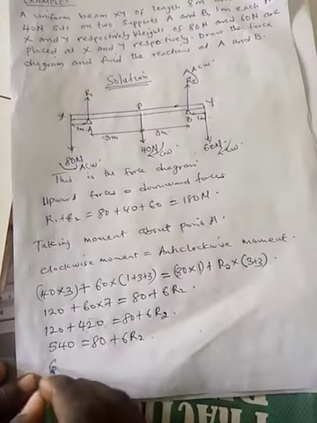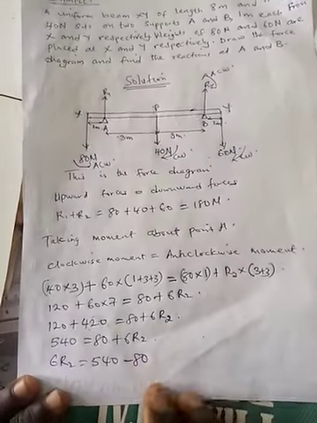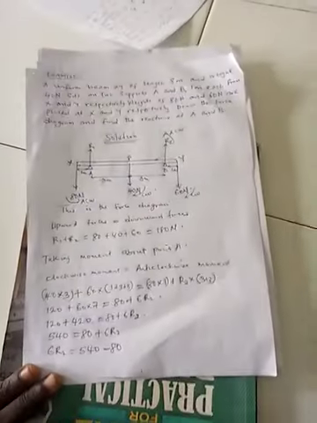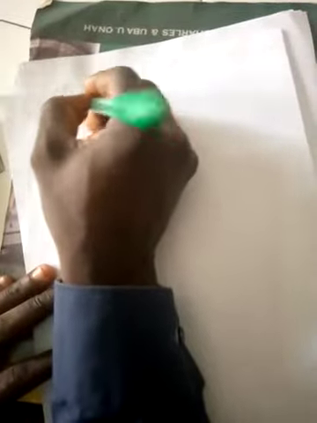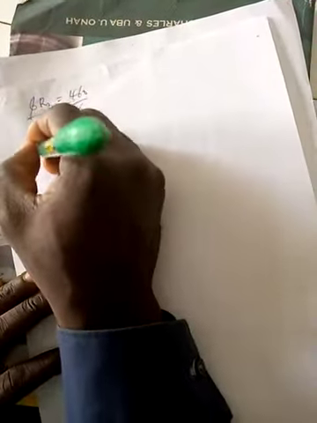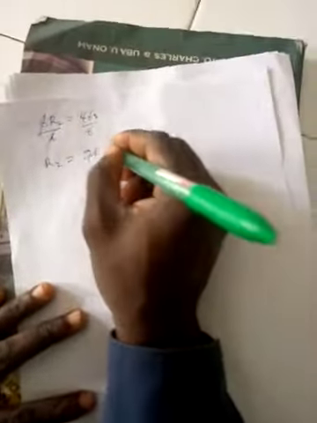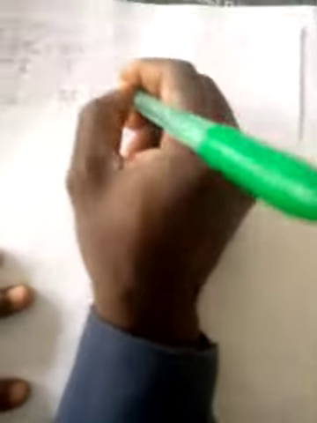So I'm going to have 6R2 equals 540 minus 18. 540 minus 18 is equal to 522. So we have 6R2 equals 522. Divide both sides by 6. So that will give us R2 equals 87 newtons.